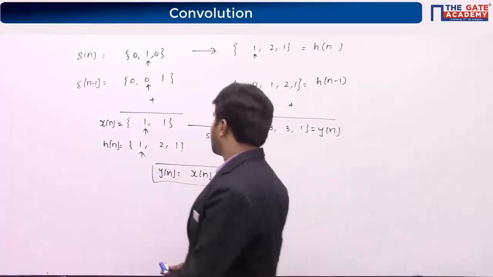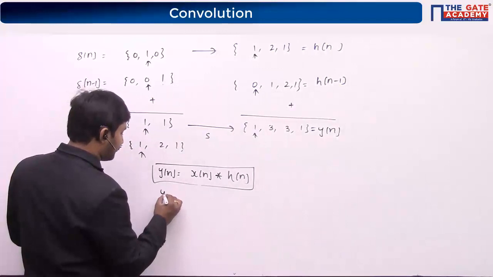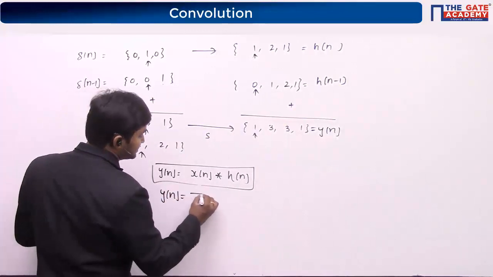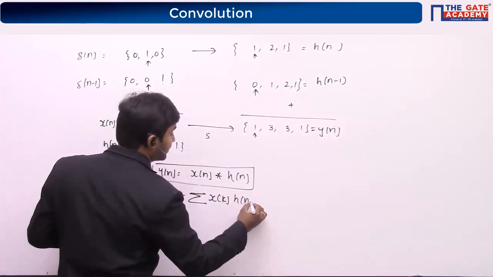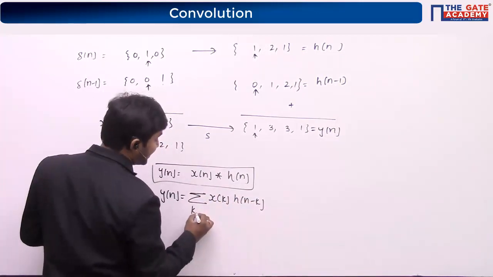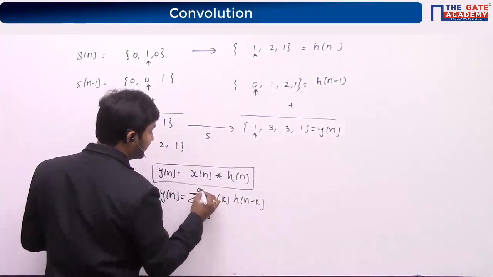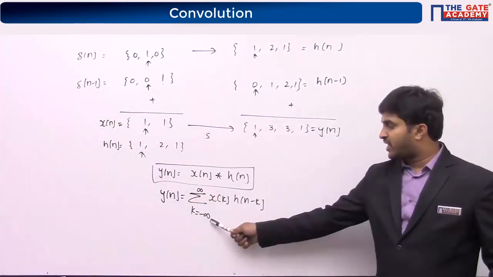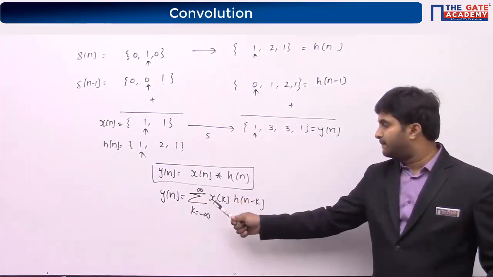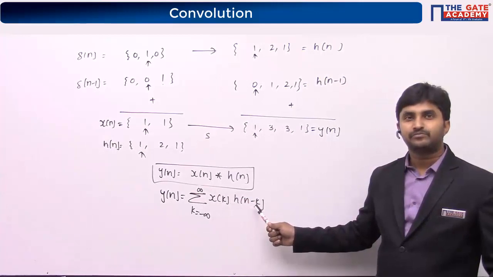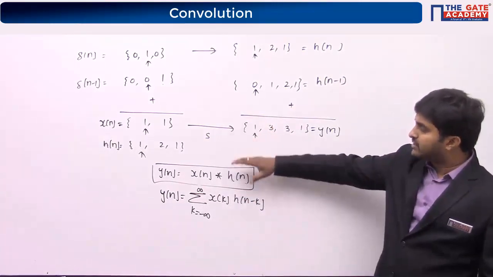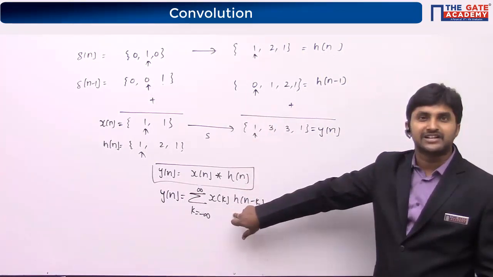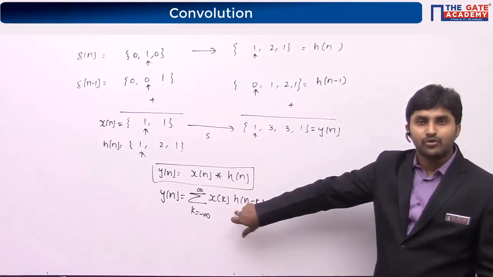So what we have learned as convolution is that y of n is equal to the summation of x of k h of n minus k, where k changes from minus infinity to infinity, right? So k is equal to minus infinity to infinity, x of k h of n minus k. So indirectly, how did we get this particular result?